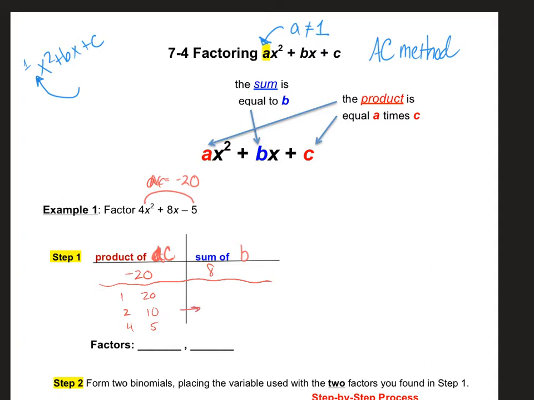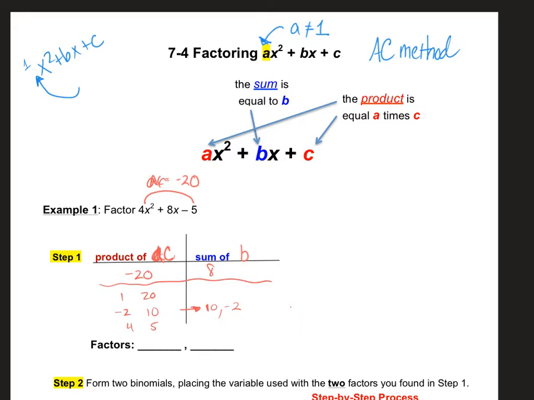And one of these is going to be able to make 8. It's just that one of them has to be negative because the product has to be -20. The larger number will take the sign, basically. So it's going to be +10 and -2. So before we would just write x plus 10, x minus 2. It's not that easy this time, but that is what we're finding.